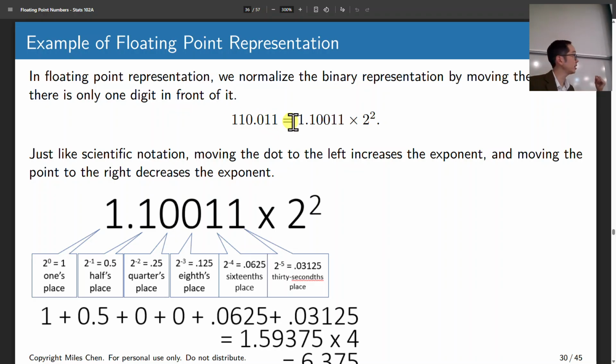1.10011. So I have the same digits, but I've just rolled that binary point over, and because I've rolled it over 2 places to the left, I have to then multiply it by 2 to the power of 2. I have to multiply it by 4. Just to show that these are equivalent, this is a 1, this is a half, this is a 16th, this is a 32nd, and if you do 1 plus 1/2 plus 1/16 plus 1/32, you get 1.59375, and you multiply that by 4, and you get the same number, 6.375.